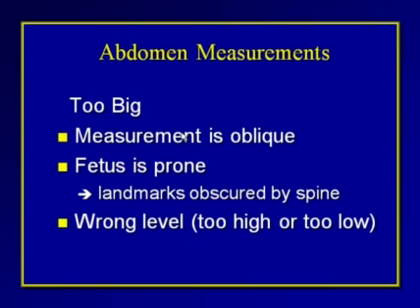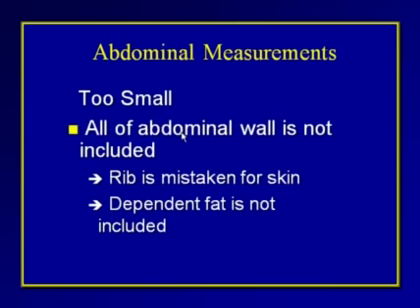If the fetus is prone, that often leads to measurements that are too big. What happens in the prone fetus is that the spine obscures the landmarks and you're typically not at the correct level. When the abdominal measurements are too small, that's usually because the entire abdominal wall is not included.